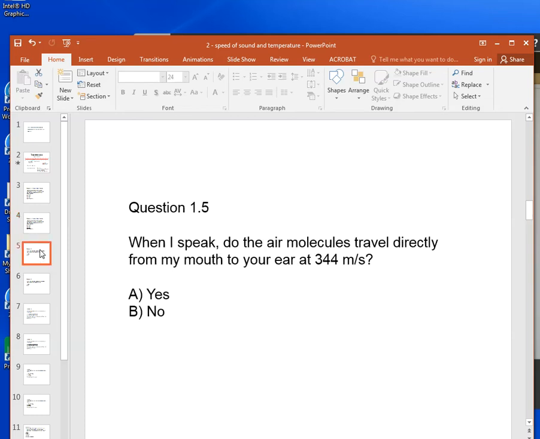All right. So here's kind of a funny question for you. When I speak, do the air molecules move directly from my mouth to your ear at this speed of 344 meters per second, or like 770 miles per hour? Is that true? Like, if you shout, are there actually molecules coming out of your lungs over to the other person and then striking them?